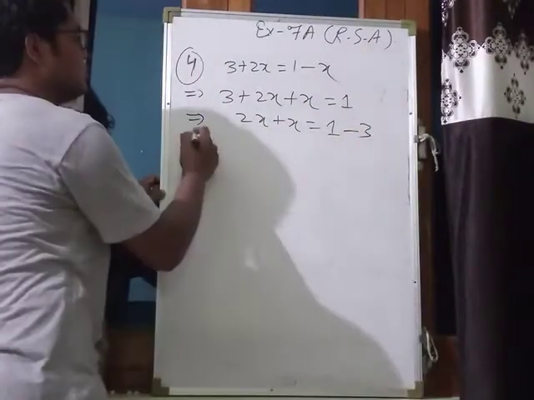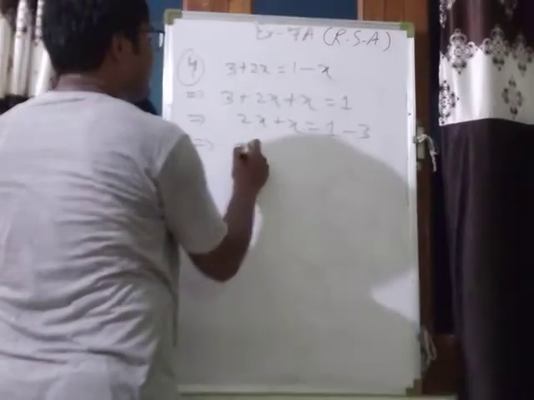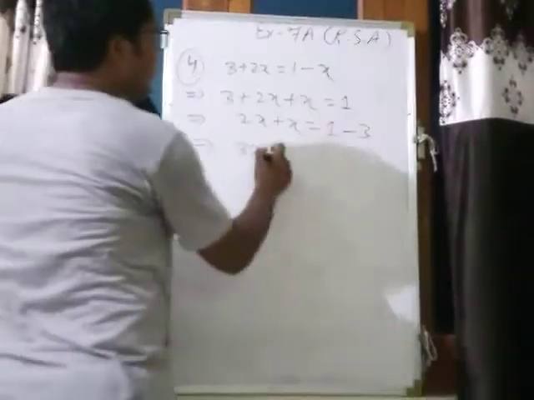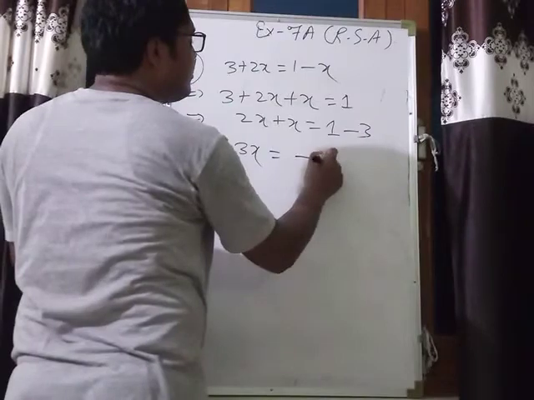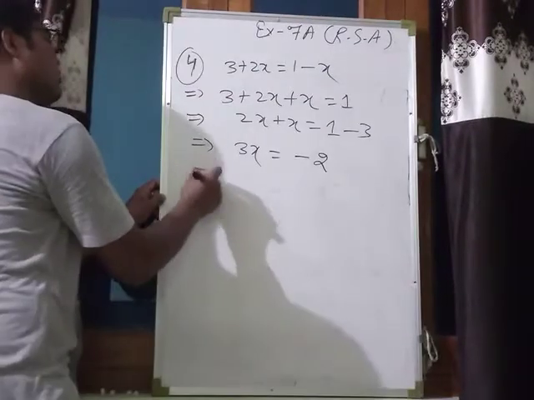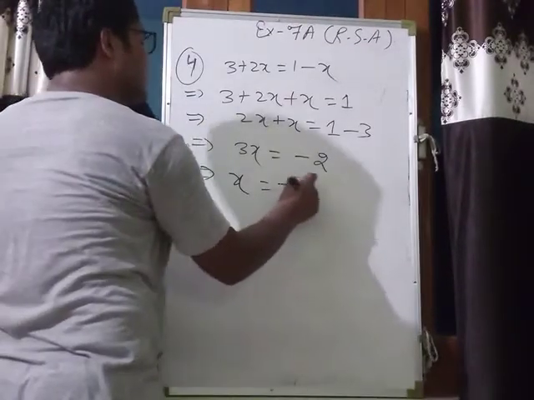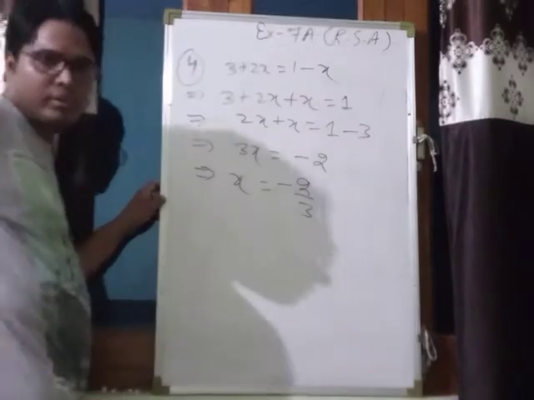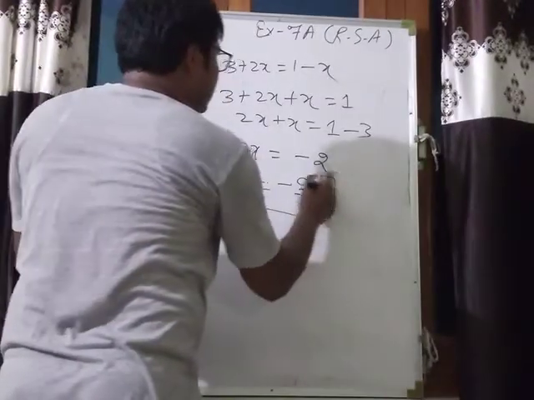3. So what we have? 2x plus x, 3x equal to 1 minus 3, minus 2. Then what will be the value of x? X is equal to minus 2 upon 3. Okay, so this is our answer.